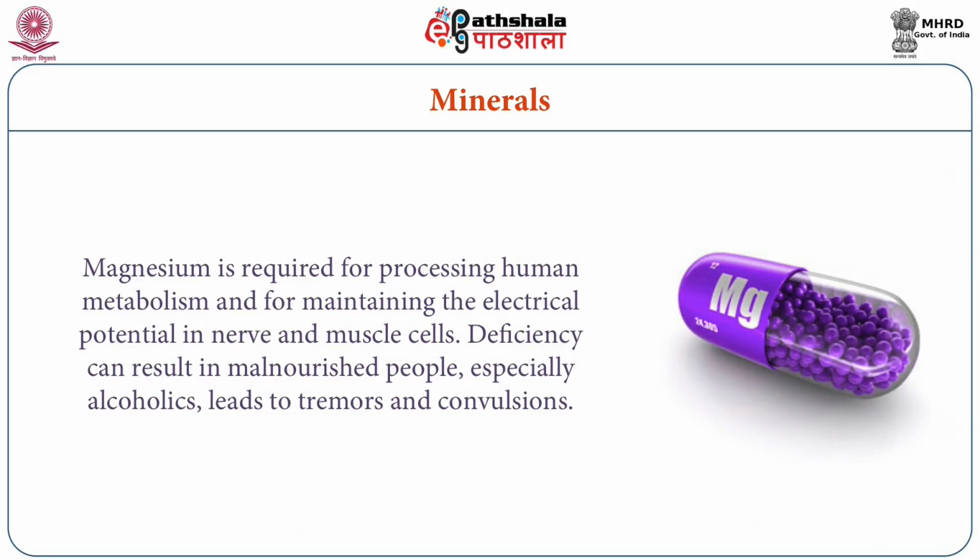Then we have the next mineral, that is magnesium. Magnesium is required for processing the human metabolism, for maintaining the electrical potential for nerves and muscle cells, etc. The deficiency of magnesium can result in malnourishment, especially in alcoholics, and that itself can lead to different kinds of problems like tremors, convulsions, etc.